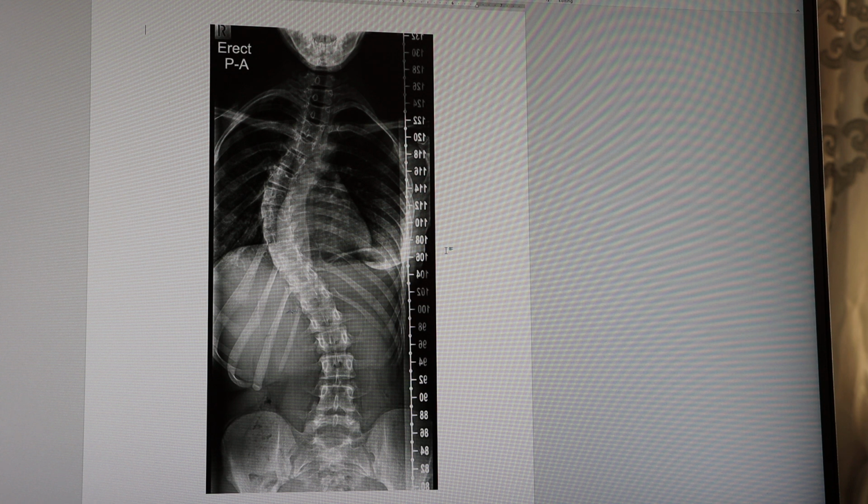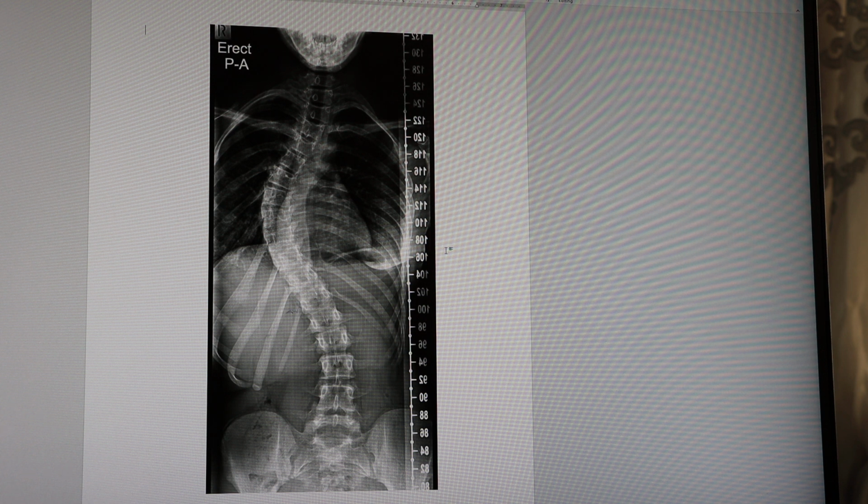Then we'll have to have a sagittal plane image, a lateral bending image, one to the right and another to the left. Of course, it depends if the patient is having an S-shaped curve or not, because the lateral bending images, as you all know, are taken to identify if the curve is structural or non-structural.